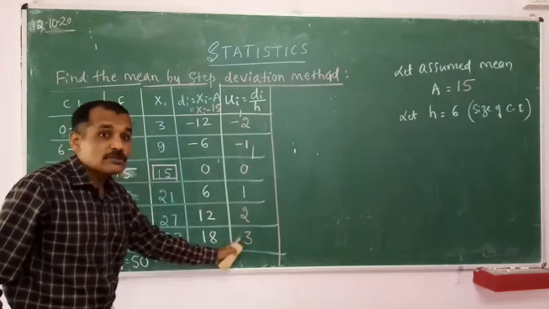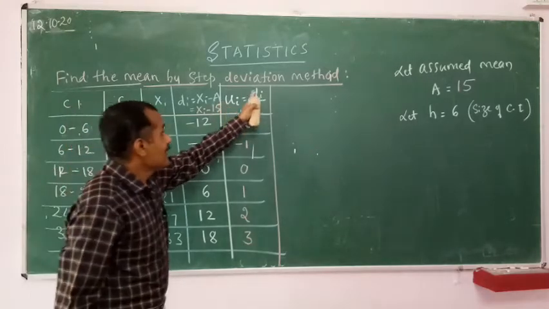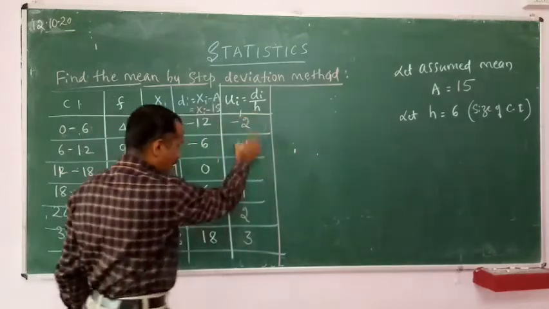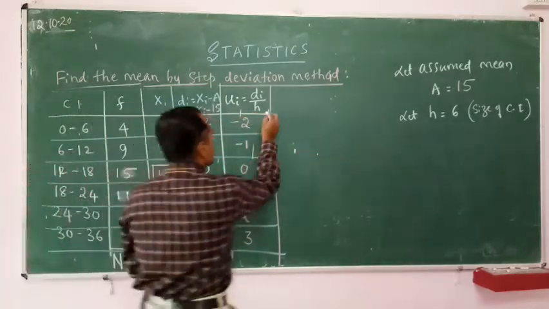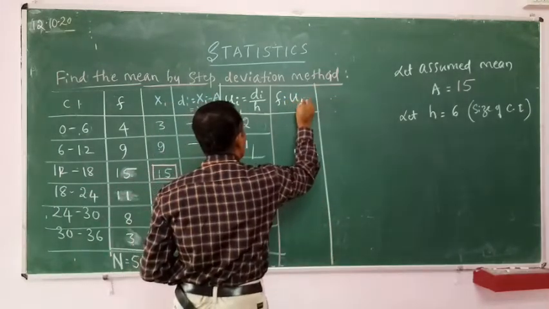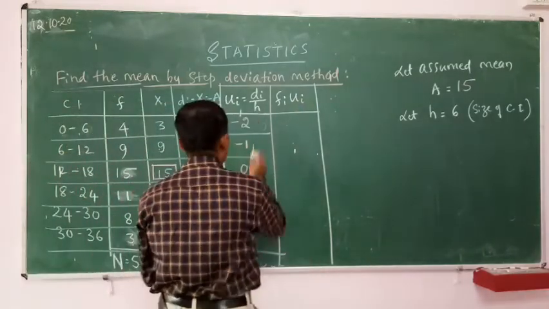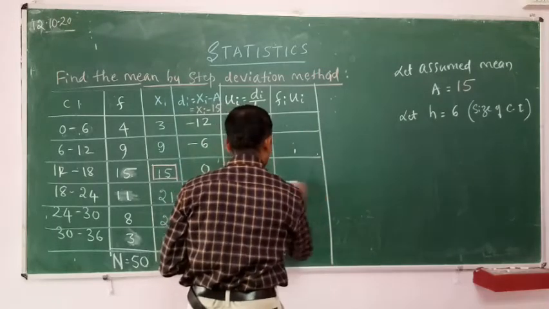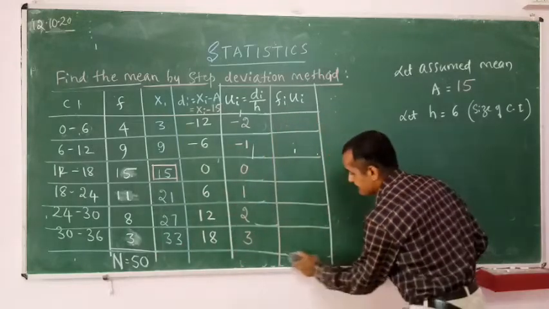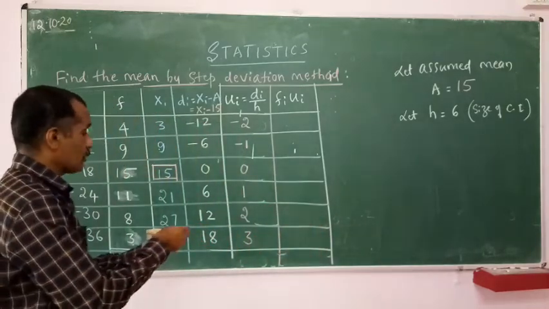So these values are called UI values. How are these UI values obtained? DI by H. These are the DI values, H is equal to 6, and you divide to get this answer. And finally, the last column is FI into UI. Come on, multiply FI into UI.